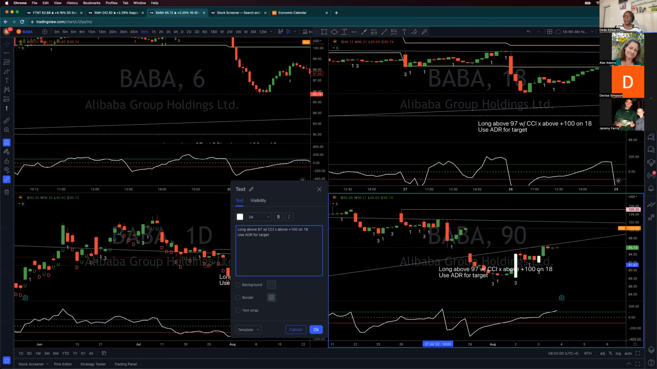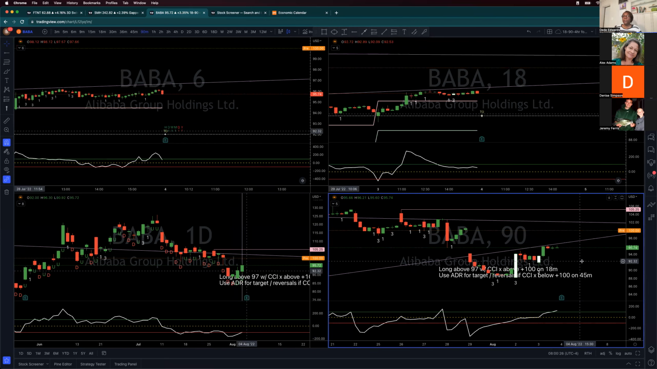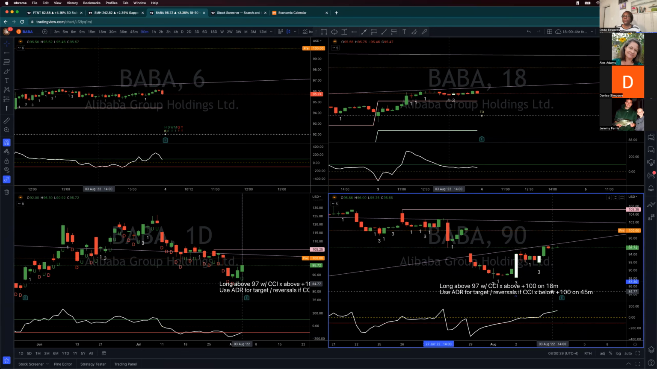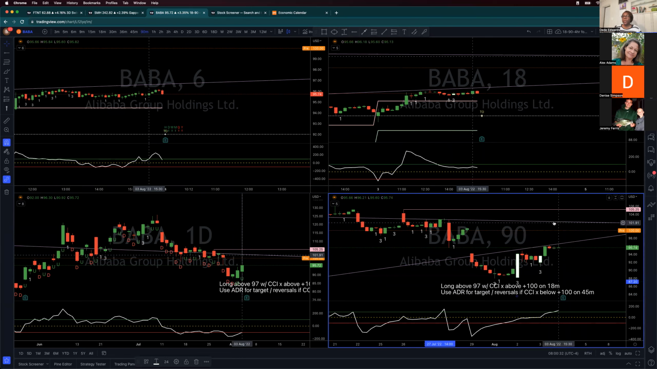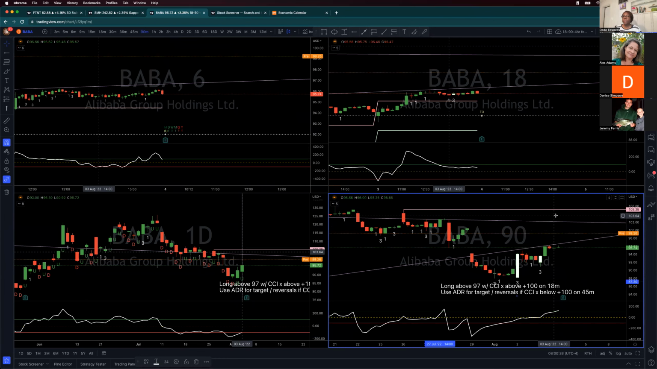And also broadening formations. Reversals if the CCI crosses below. And we're going to put below 100 on the 45 minute. We're going to use the 45, guys, when it crosses back below, as a potential reversal, since we've introduced that. All right, so that's how we're going to look at it. We're going to go long. We'll use ADR as well for our target. If it trades above 102, above ADR, above 102, this will be our next target on BABA.